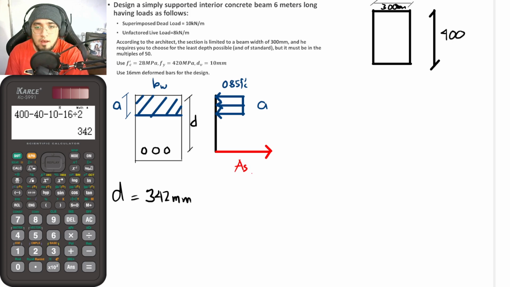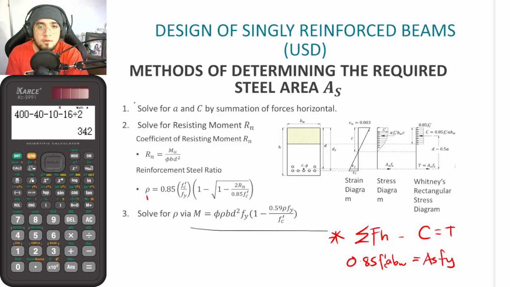As Fs. But since we are designing, it is better to assume, and according to the code, our steel must yield. So again, in designing, always assume that Fs is equal to Fy, because compression controlled is not allowable according to the code. So that is now As Fy. For our first method, we would be solving for A by summation of forces horizontal.